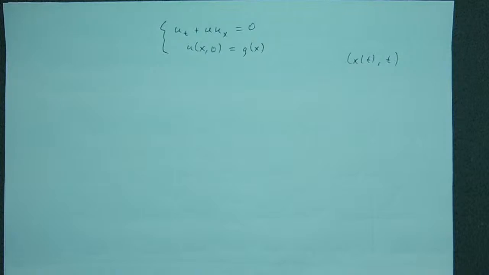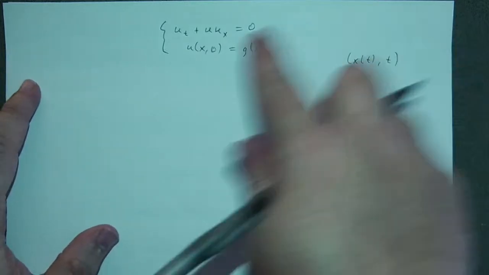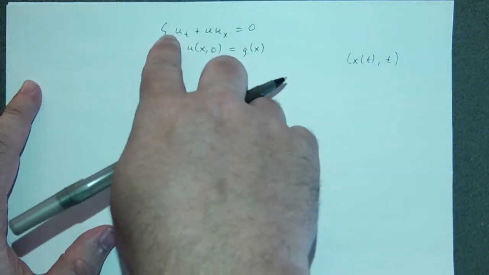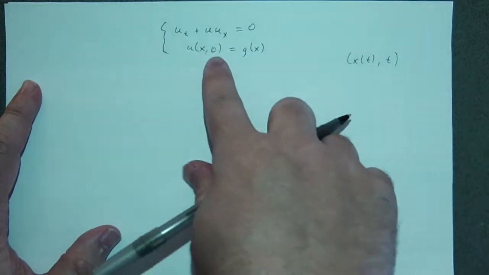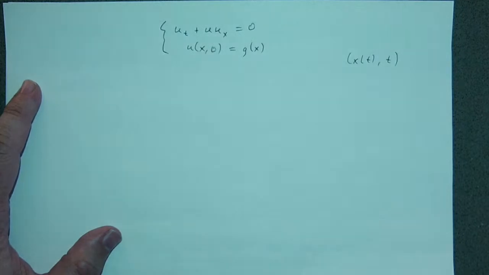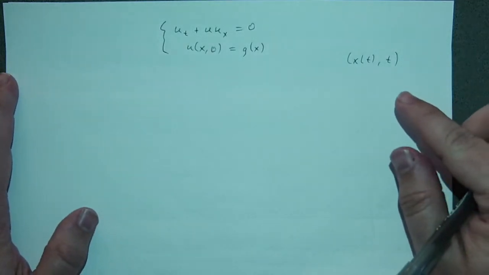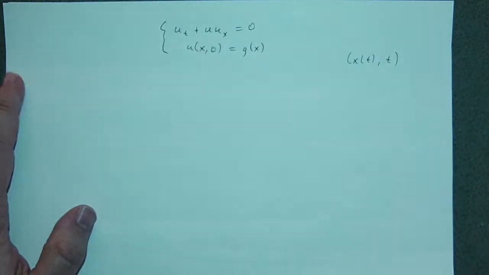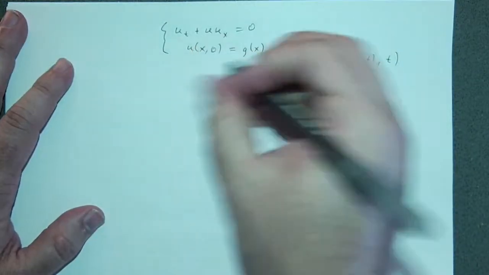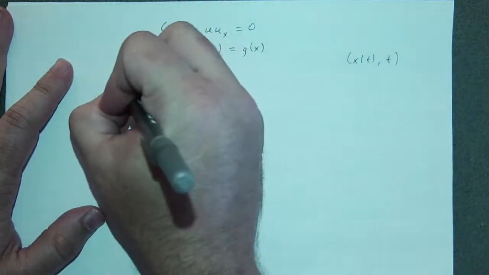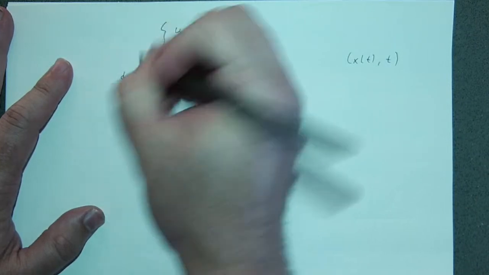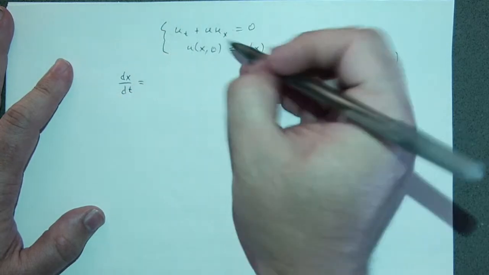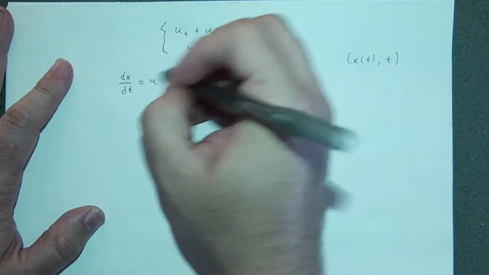Of course, the first characteristic equation is easy because it's just t dot of s is equal to 1, which tells me that s and t are the same, because I'm specifying on the t equals 0 axis here. What about the other characteristic equation? Since I'm using t as my parameter now, I can write this as dx dt rather than dx ds. So this would be dx dt is equal to u.